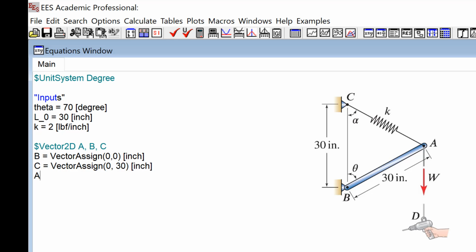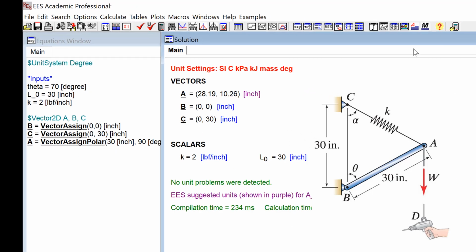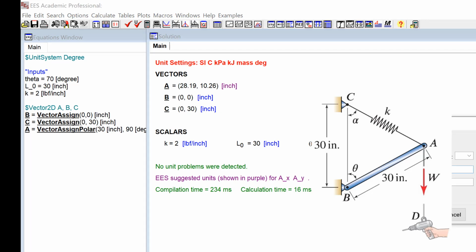These are in inches. And then A is, let's see, A depends on theta, right? And it's 30 inches from B, and it's rotated relative to the x-axis 90 degrees minus theta. So I can use vector assigned polar to get point A. And I can solve at this point and make sure that these points look right, which they do.